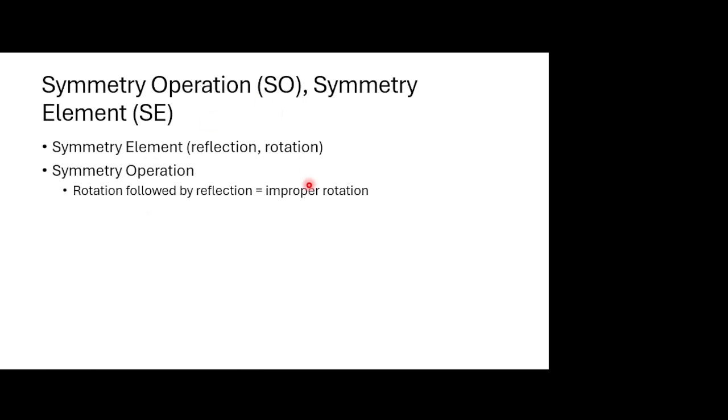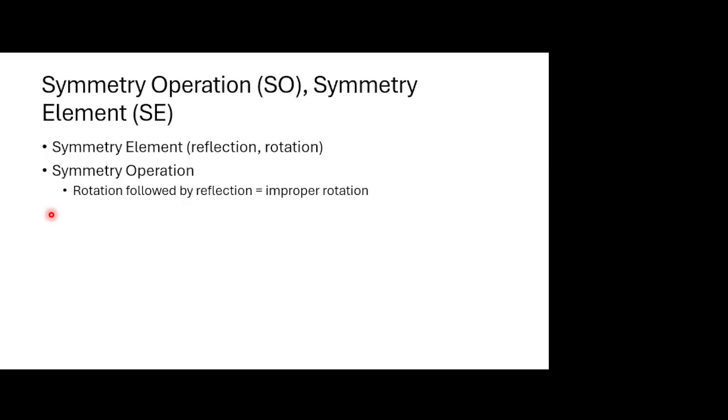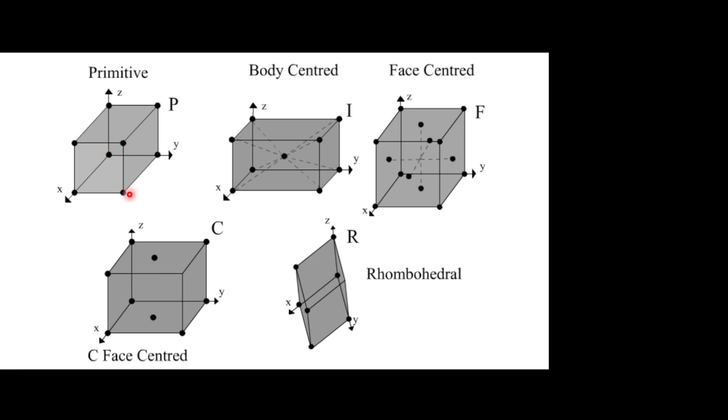All right, so those are our symmetry operations and elements. And so the new ones we have to think about right here are going to be things like glide planes and screw axes. So this right here is a glide plane. This is a g glide plane, where it's just going across axially. And so what you'll see here is that this would be the T distance. That would be your unit cell distance. So that would be the measurement of your T here.